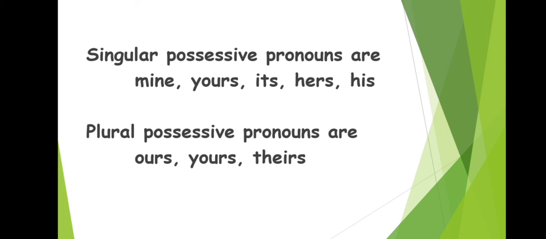And here also we have singular and plural possessive pronouns. Look at the singular possessive pronouns. They are mine, yours, its, hers, his. So singular possessive pronouns are used when something belongs to someone and that person should be singular. That means if something belongs to someone, that someone should be singular. It is mine. So mine shows that there is only one person. So mine is a singular pronoun, and mine is also used in order to show that thing belongs to me.